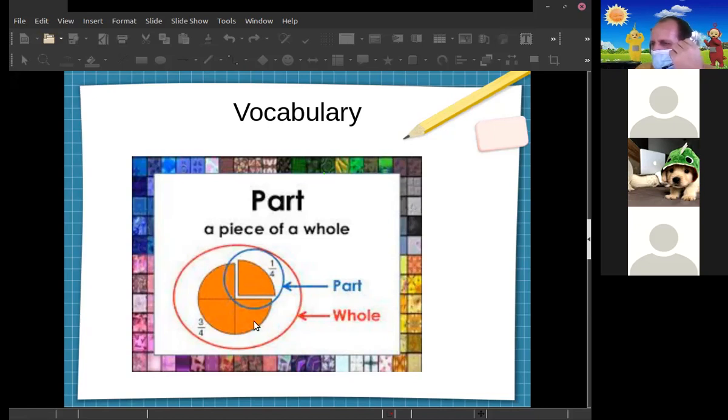For example here, I divide this circle into 4 pieces. So one part would be a quarter. One part is a quarter. A part means the numerator. The numerator is a part. Denominator, the denominator is the whole. Denominator, whole. Numerator is the part.